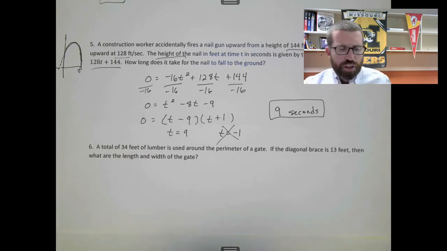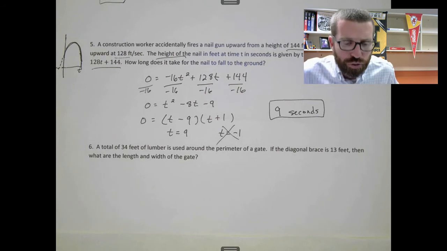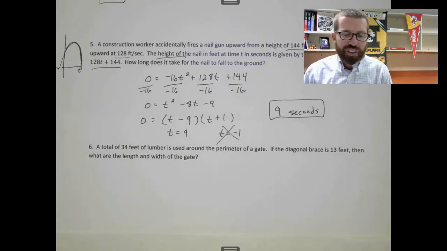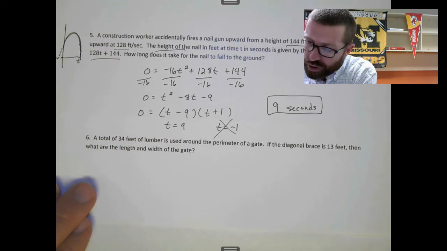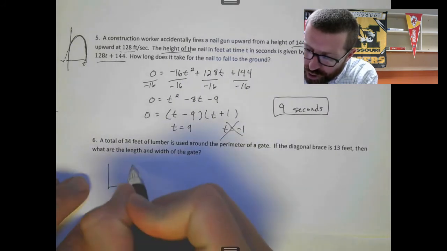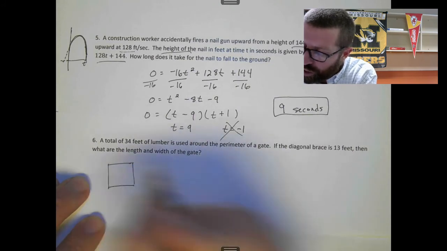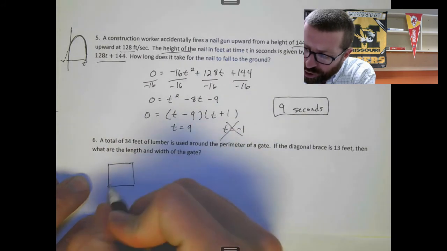Okay, number 6. Take a minute, pause, and read through that one. It says a total of 34 feet of lumber is used around the perimeter of a gate. The diagonal brace is 13. What are the length and width of the gate? So let's think about a gate. And we're going to assume it's a rectangle. We probably should put that in the problem. And this is 13.